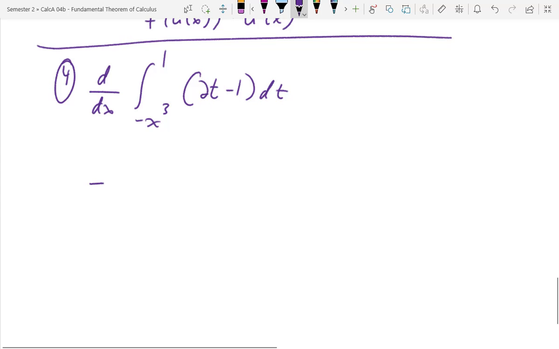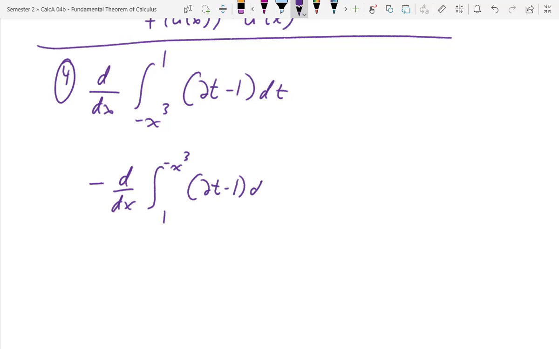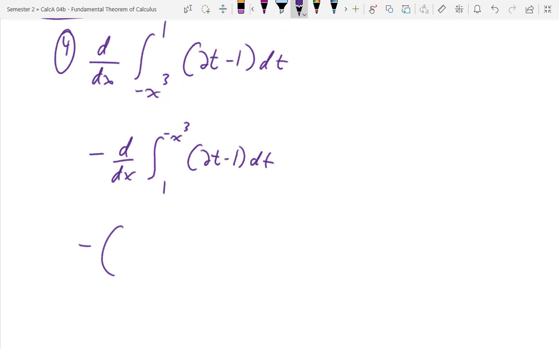Yeah. Make a problem that you don't know how to do become one you do know how to do. Pull the negative out. You can now switch your limits. Now we can do a substitution and a multiplication. So the substitution would be 2 times negative x cubed minus 1 times the derivative of negative x cubed, which would be negative 3x squared.